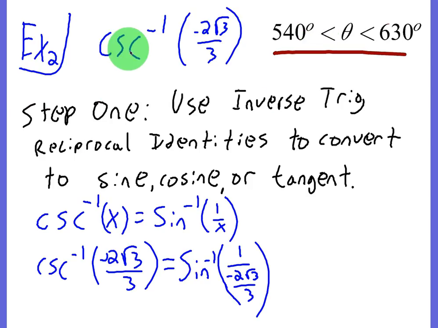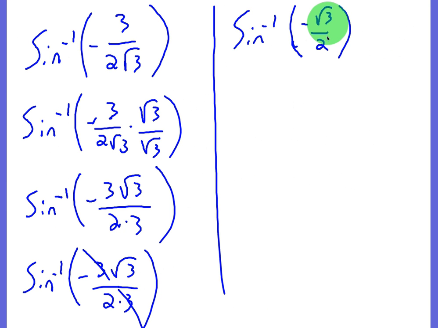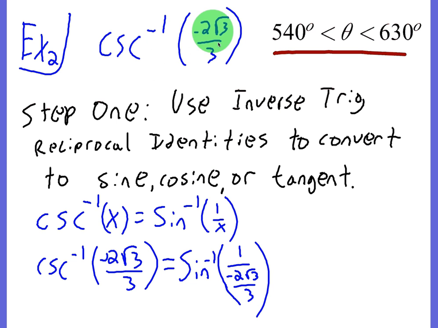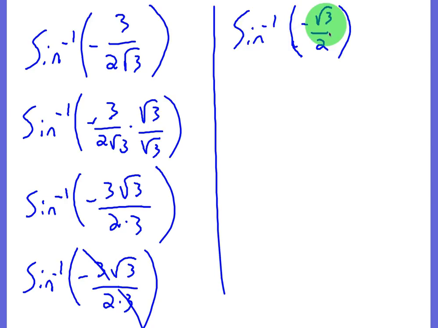Now this is not in terms of sine, cosine, or tangent, so we need to convert it. We'll use this identity: cosecant inverse of x is equal to sine inverse of 1 over x. So our x is here. We're going to plug it in for x here. We've done this before. We're going to get sine inverse of negative square root of 3 over 2. That tells us it's exactly the same thing as cosecant inverse of negative 2 radical 3 over 3. So whatever we figure out here will be our answer because they're equivalent.